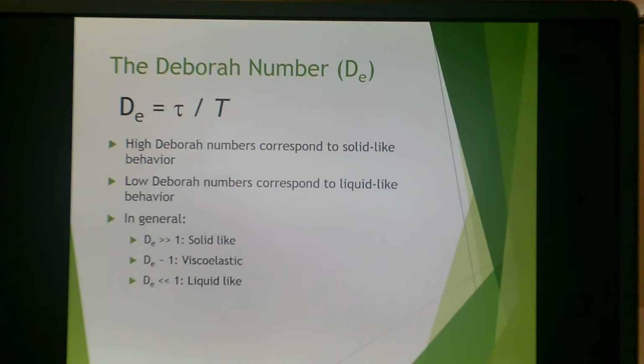Materials with a high Deborah number correspond to solid-like behavior, while materials with low Deborah numbers correspond to liquid-like behavior. And in general, if the Deborah number is well above 1, it's solid-like. If the Deborah number is about 1, it's viscoelastic. And if it's much below 1, it's considered liquid-like.